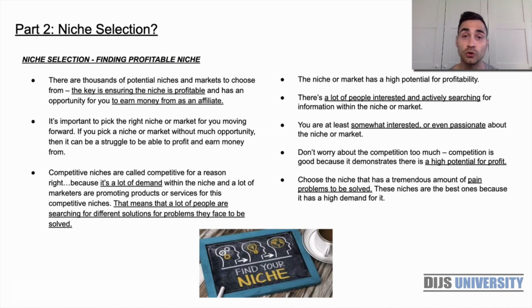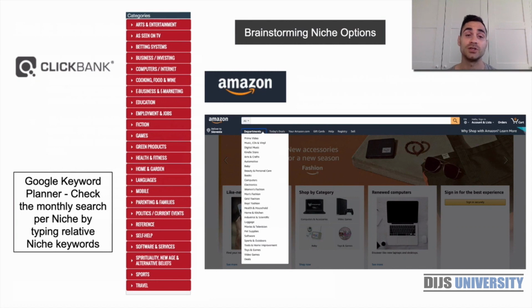Now let's have a look at two options for how you can brainstorm ideas for your niche if you really don't know what kind of niche you would like to go into. The first is brainstorming niches on clickbank.com. This is a marketplace for digital products, and they have a big list of niches and sub niches that you can work around. So you can just go there and brainstorm.